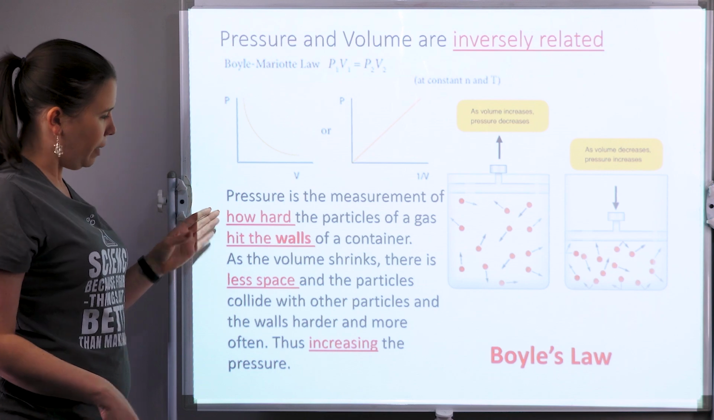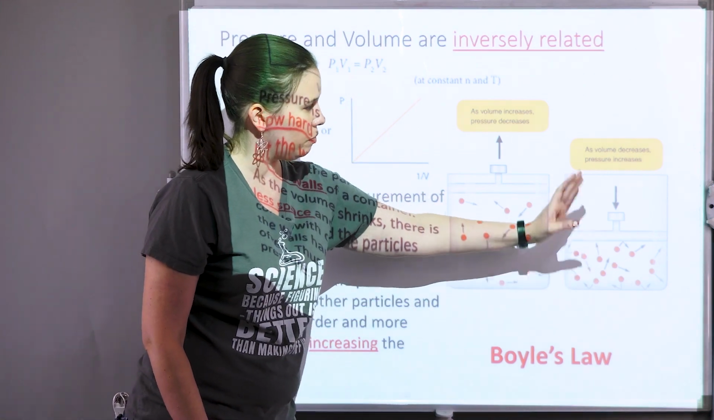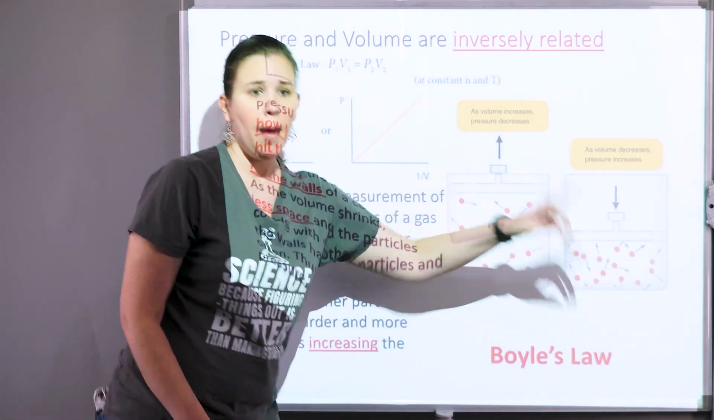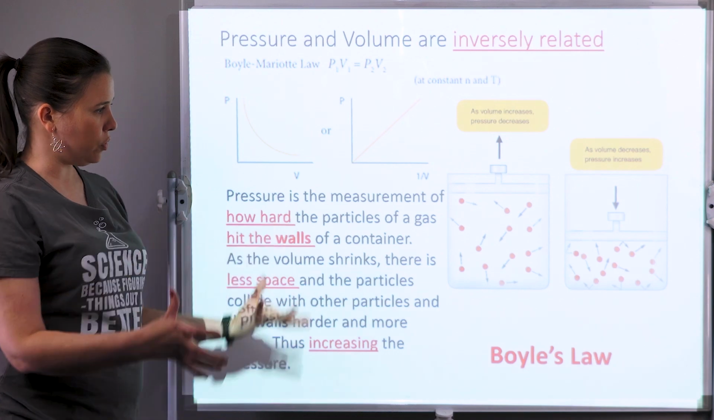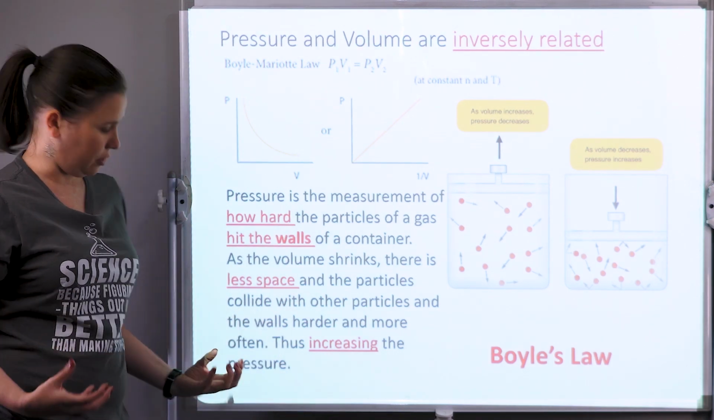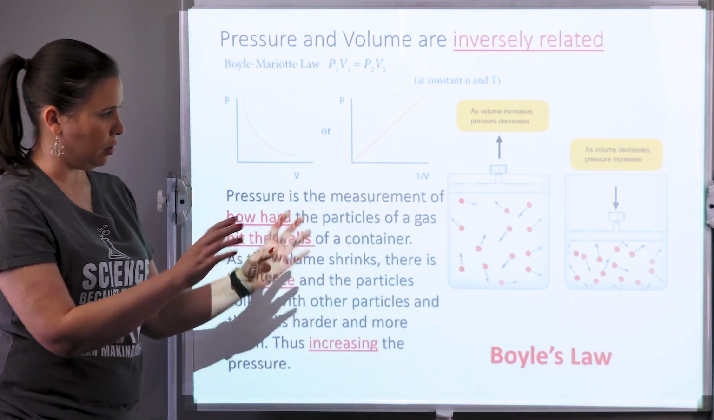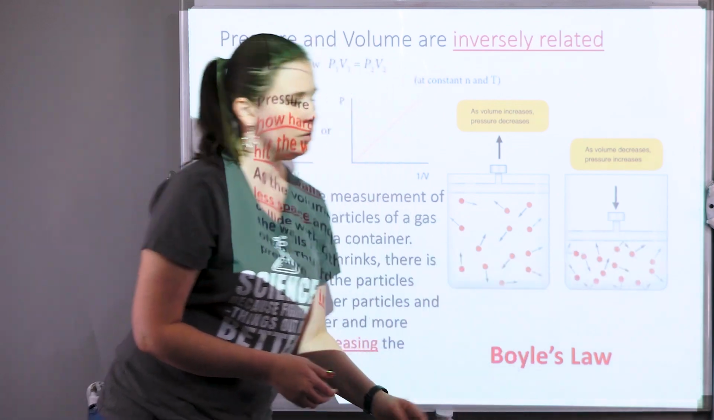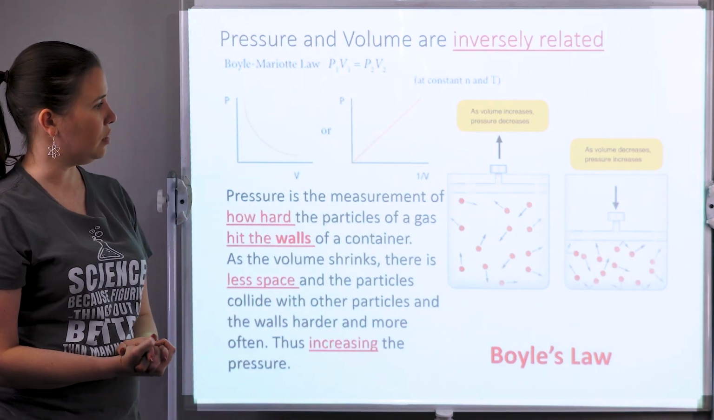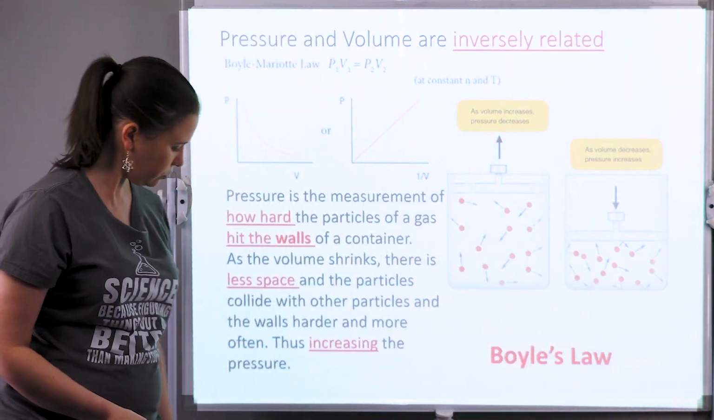And so that is dependent on the space, because if we shrink the space, comparing this picture to this picture where we've decreased the volume, these particles are going to be hitting the walls of the container much more often. And so the force on that wall is going to increase, and that's defined as pressure. We're increasing those collisions with the wall of the container because of the smaller space, so we would measure a higher pressure. So an inverse relationship: smaller volume, higher pressure.